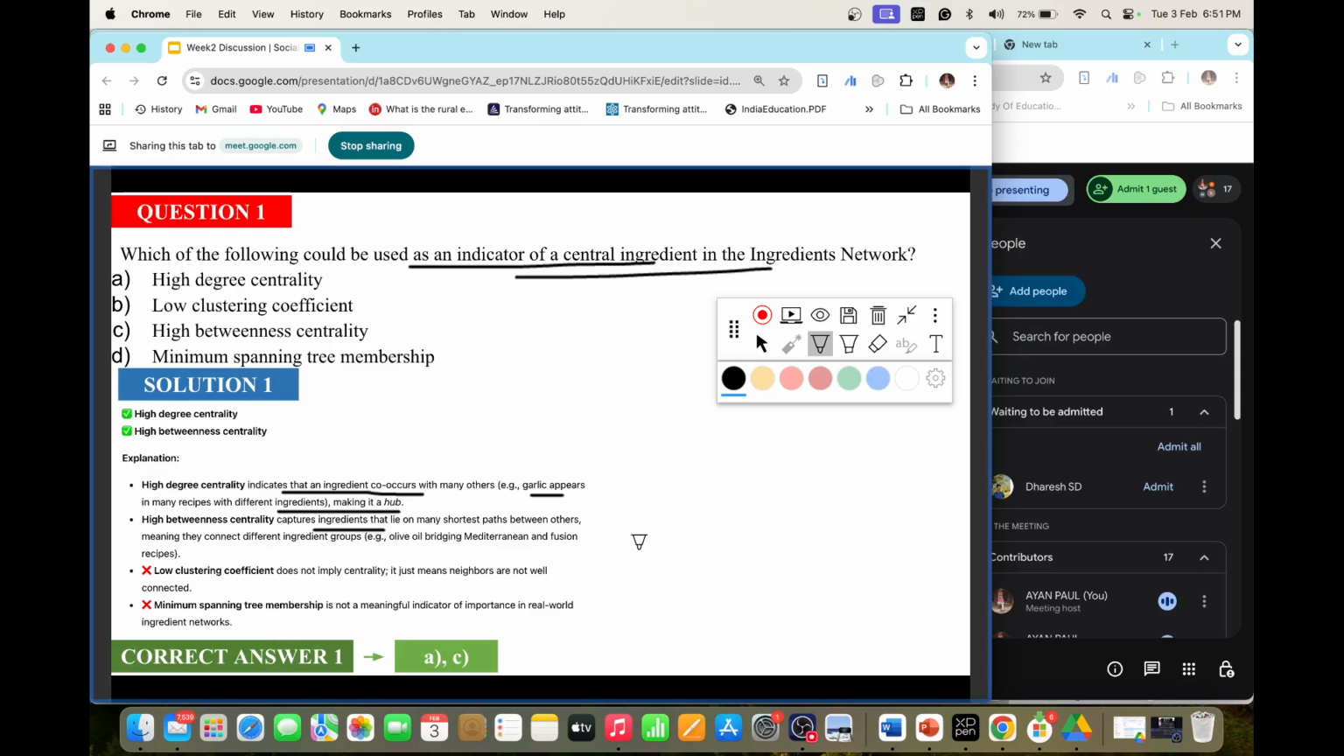Low clustering coefficient does not imply centrality. It just means neighbors are not well connected. Minimum spanning tree membership is not a meaningful indicator of importance in a real world ingredient network. So A as well as C is your correct answer.